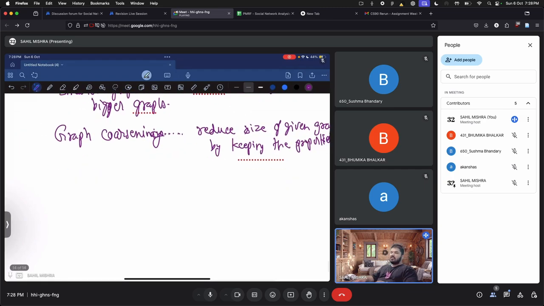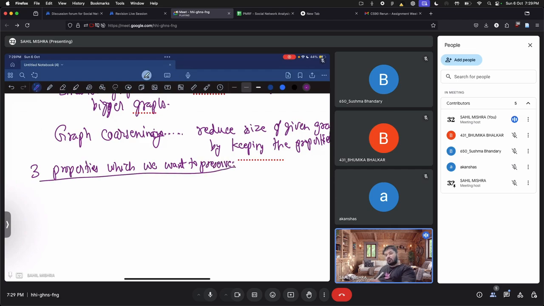But in social networks, we have graphs. So there are three properties which we want to preserve. What are those three properties? I'll just tell you. Graphs have communities. Okay. We want to preserve the community structure.